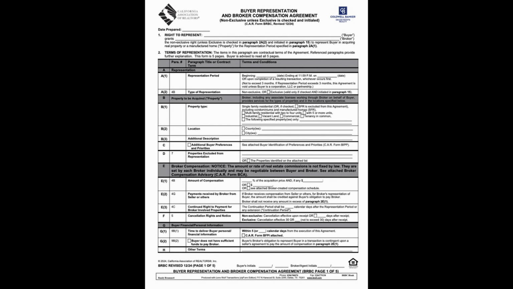D. Properties excluded from representation. If you've already seen a property with another broker, you can exclude it here, so you don't accidentally owe 2 brokers a commission.